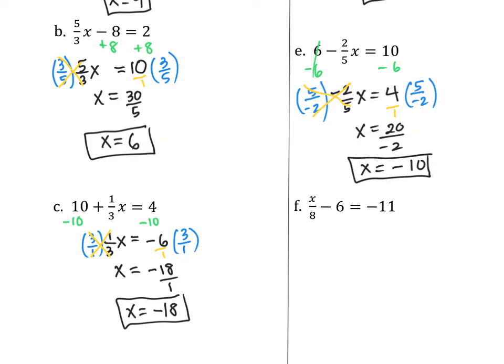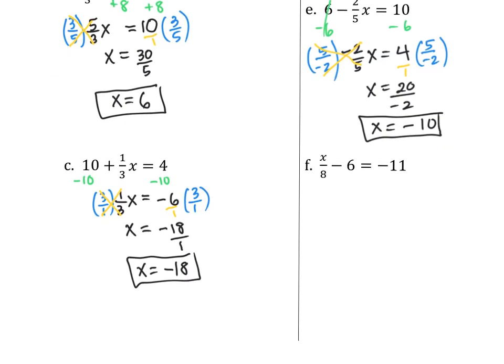Okay, one more example, and then I'm going to have you try these on your own. Let's see. I have x over 8 minus 6. So I'm going to cancel the minus 6 first. Plus 6, plus 6. X over 8 equals negative 11 plus 6 is going to be negative. And when I subtract, I get 5.